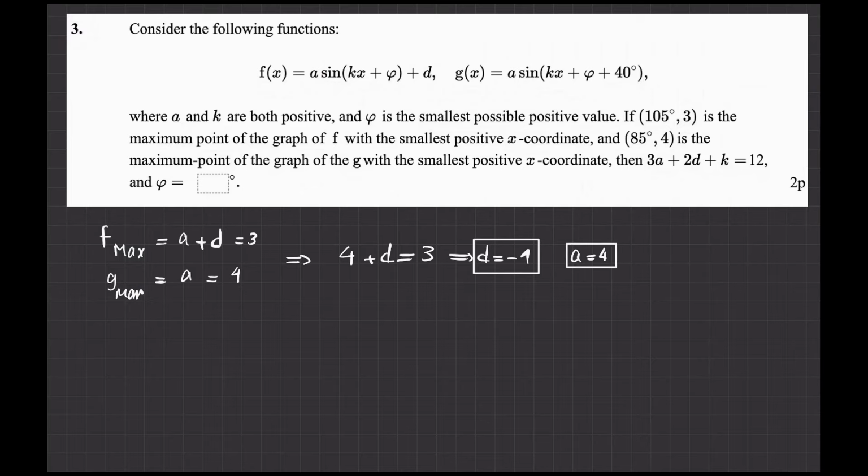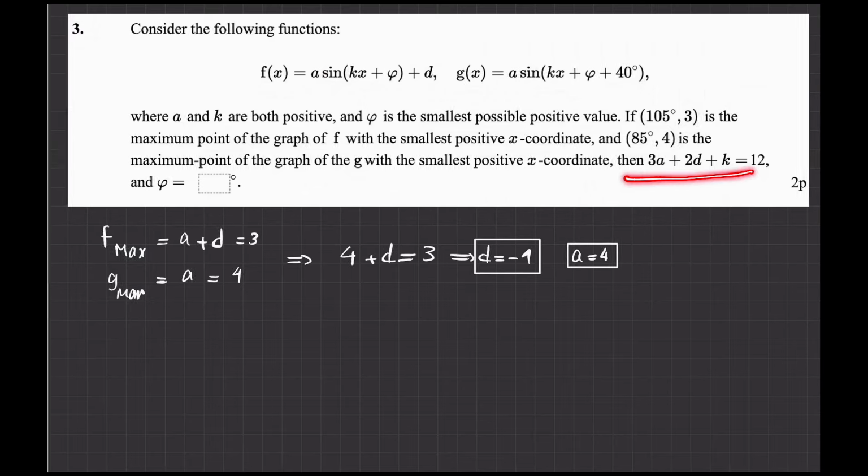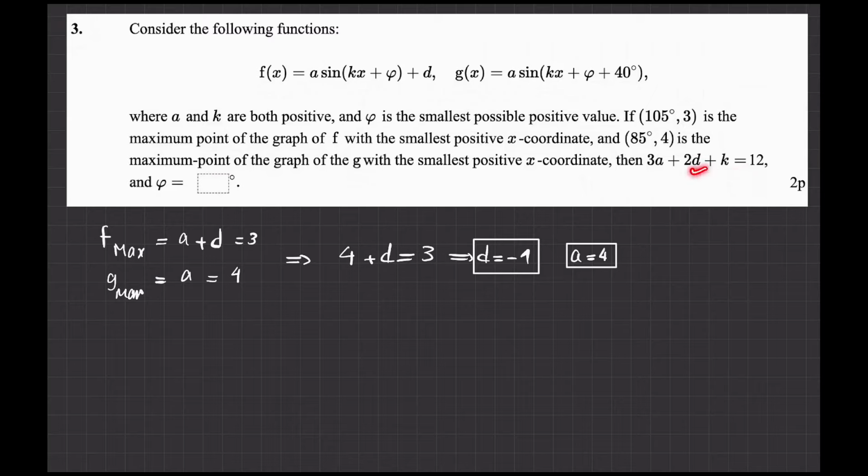But then of course I can go to this relation. Instead of d I put minus 1, instead of a I put 4, and then I find k. So it becomes 3 times 4 plus 2 times minus 1 plus k is equal to 12. So 3 times 4, 12 are gone, so k becomes simply 2.